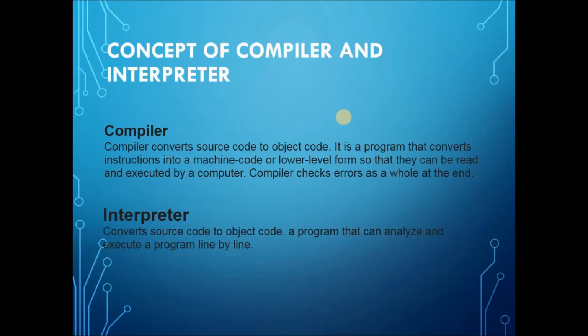The interpreter converts source code to object code, converting the program line by line. When you type the program, it checks each and every line for errors and executes it. That is the difference between compiler and interpreter.